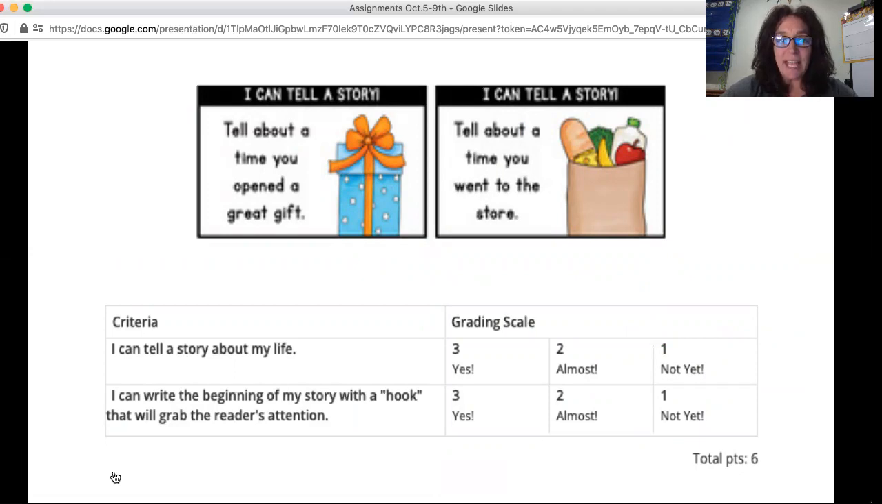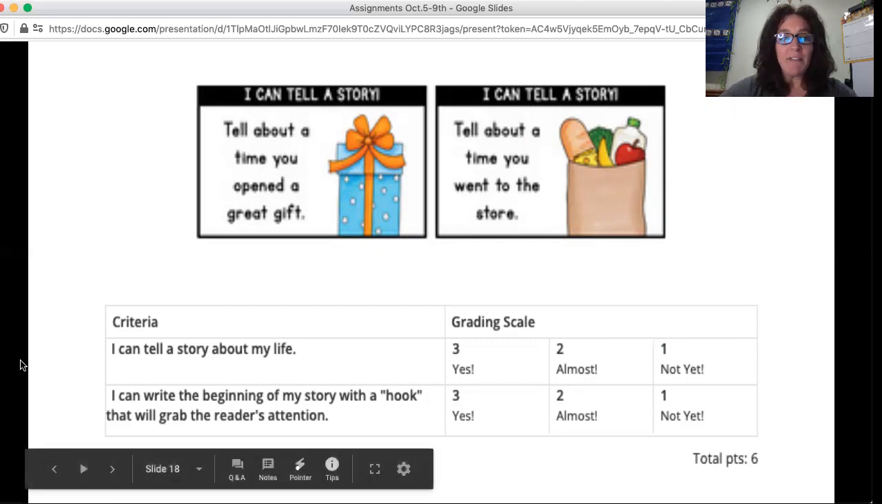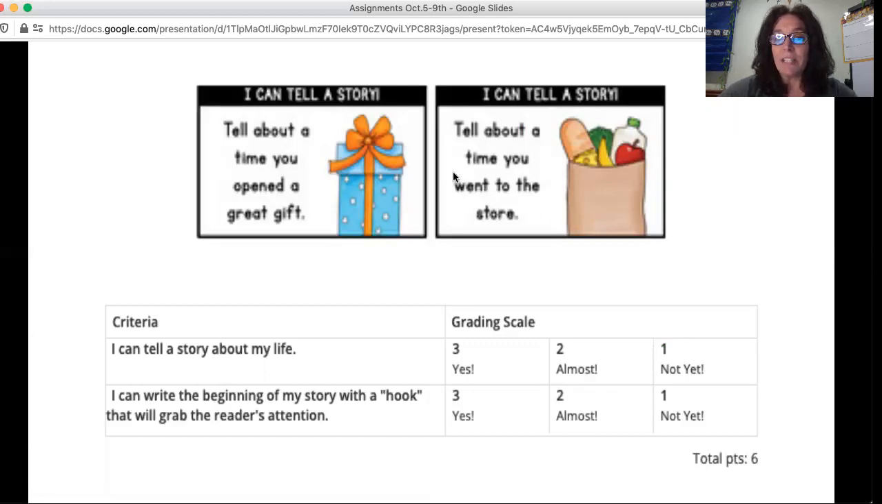And again, today, in case you can't come up with a topic or something to write about, maybe you're going to write about a time you went on vacation with your family, but don't pick all the parts of the vacation. Pick your favorite part. Was it building sandcastles? Was it going mini golfing? And really try to focus your story on that one smaller moment in time. And if you can't think of any vacation stories, then maybe you could tell about a time you opened a great gift, or tell about a time you went to the store.